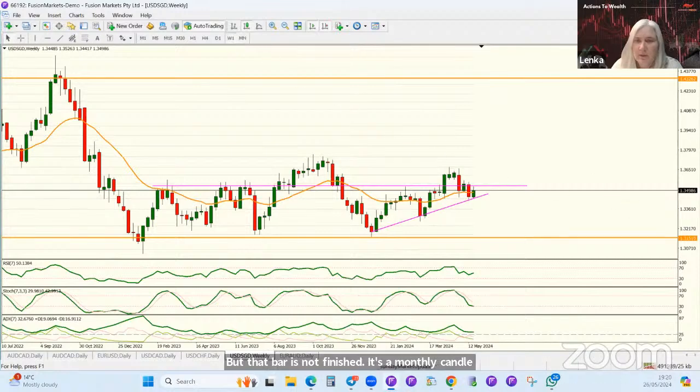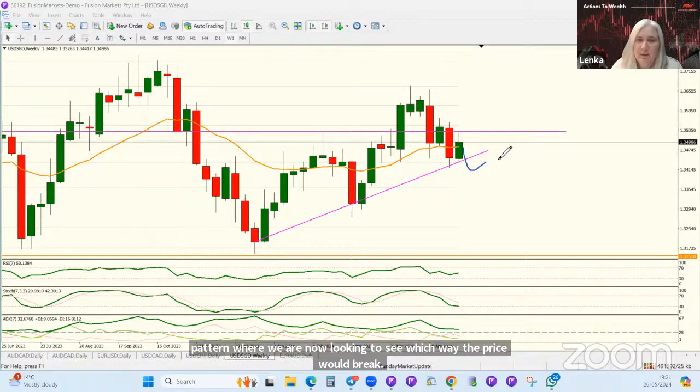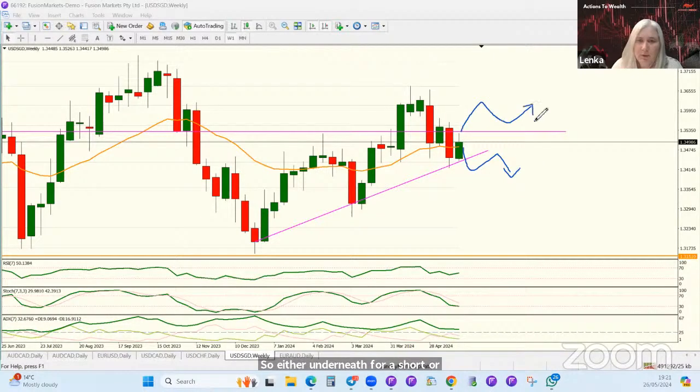This is the weekly view. So we're basically going into this triangle sort of pattern where we are now looking to see which way the price would break. So either underneath for a short or above for a long.